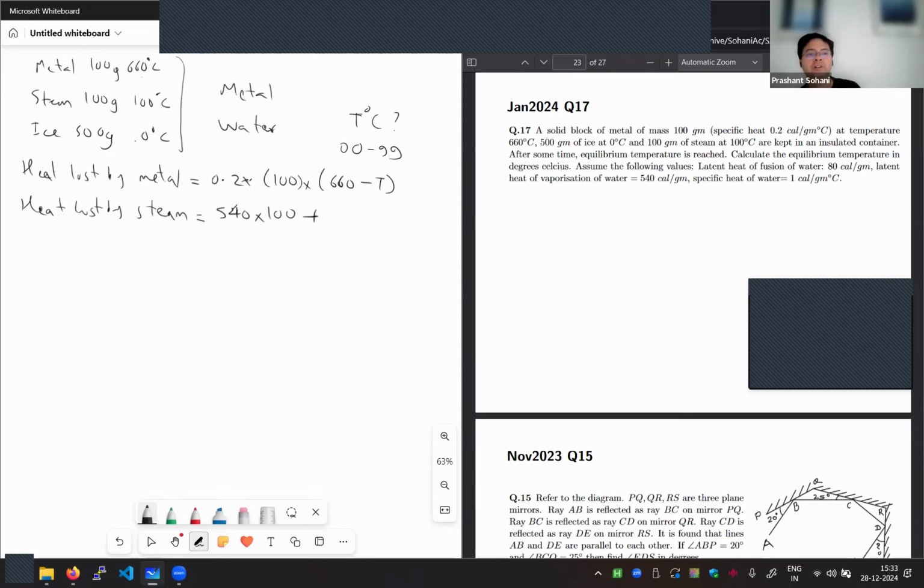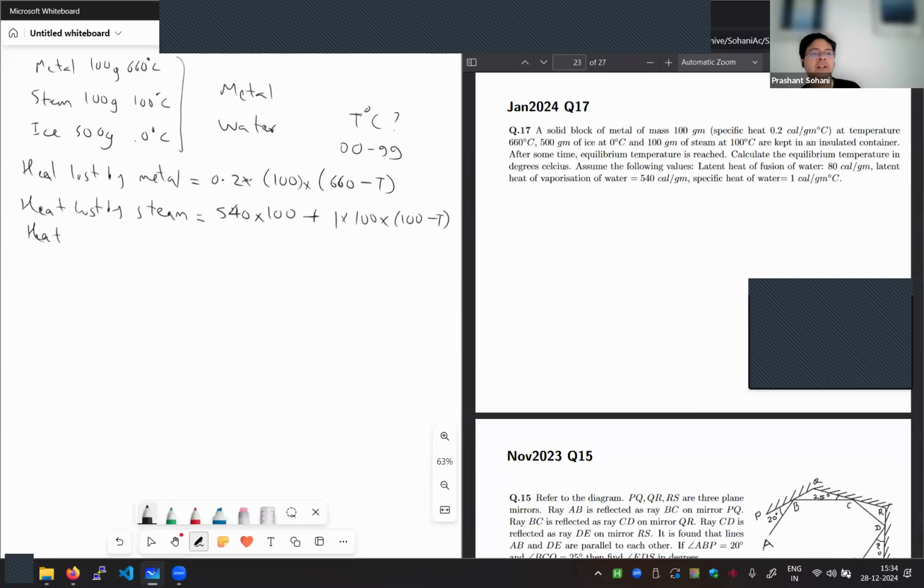Plus, then I have to consider that that 100 degrees water will cool down to T degrees. So that will also lose additional heat. Again, it is 1 into 100, 1 because the specific heat capacity of water is 1, into 100 minus T. So this is the total heat lost by the steam.